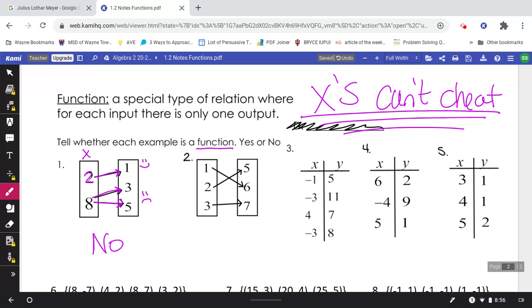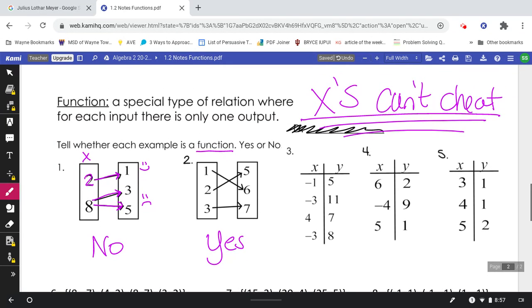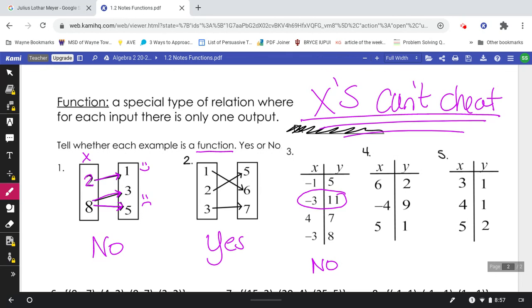All right, take a look at number 2. 1 is paired with 6, they're happy. 2 is paired with 5, they're happy. 3 is paired with 7. So is that a function? Yes. All right, problem number 3. I want you guys to just take a look at it and make your best guess. Your answer is either just going to be yes or no. Number 3 is a no because of this -3. So -3 is paired with 11 one day, and then you turn around and -3 is paired with 8. It's cheating.